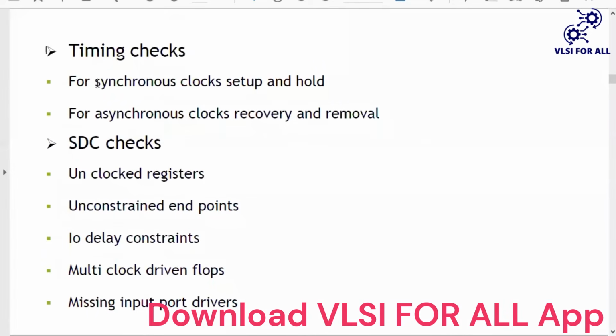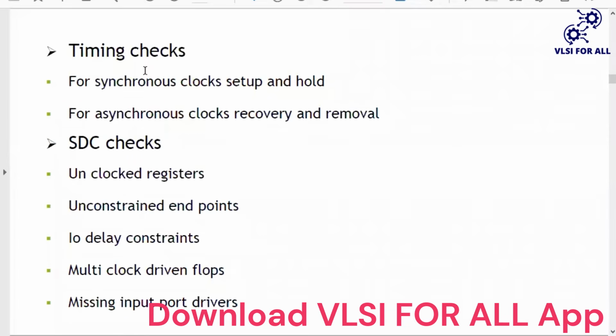Next one, timing. For the timing check, what we check is the setup and hold timing, as well as removal and recovery. Setup and hold timing checks the synchronous path only. For the asynchronous path, the tool will cross verify recovery and removal in the timing checks. Okay, check underscore timing is the command to check the timing checks.